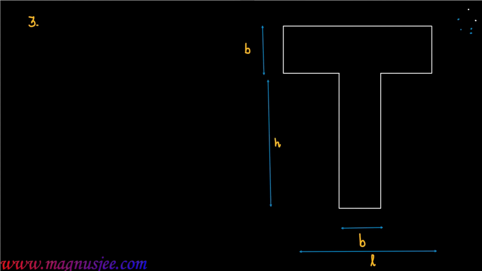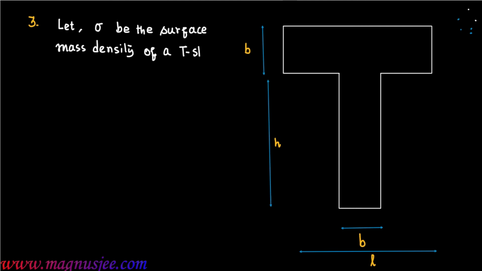This is a T-shaped plate, and we can consider two parts. One is the horizontal part of mass m1 and another is the vertical part of mass m2. Let sigma be the surface mass density, or mass per unit area, of the T-shaped plate. Sigma is the surface mass density of a T-shaped body or plate, and it is a two-dimensional body.